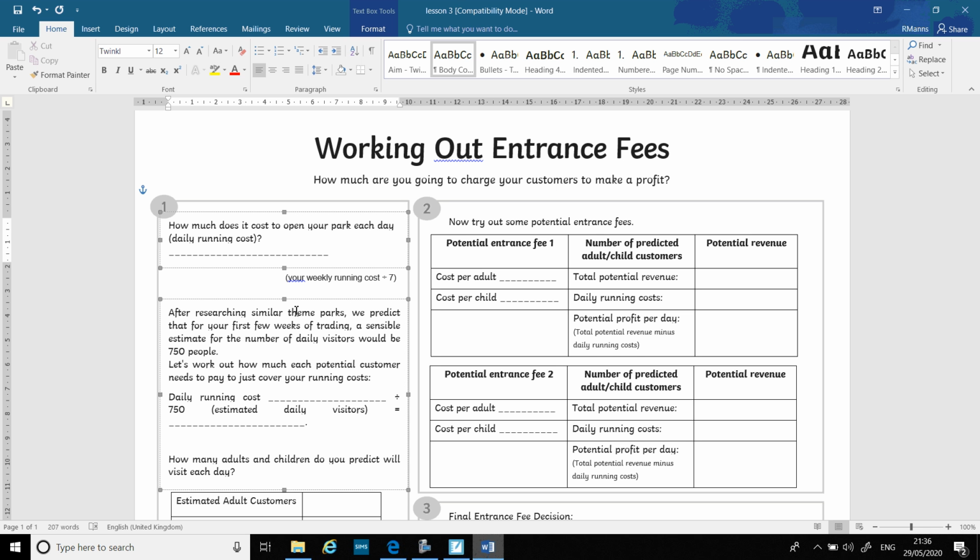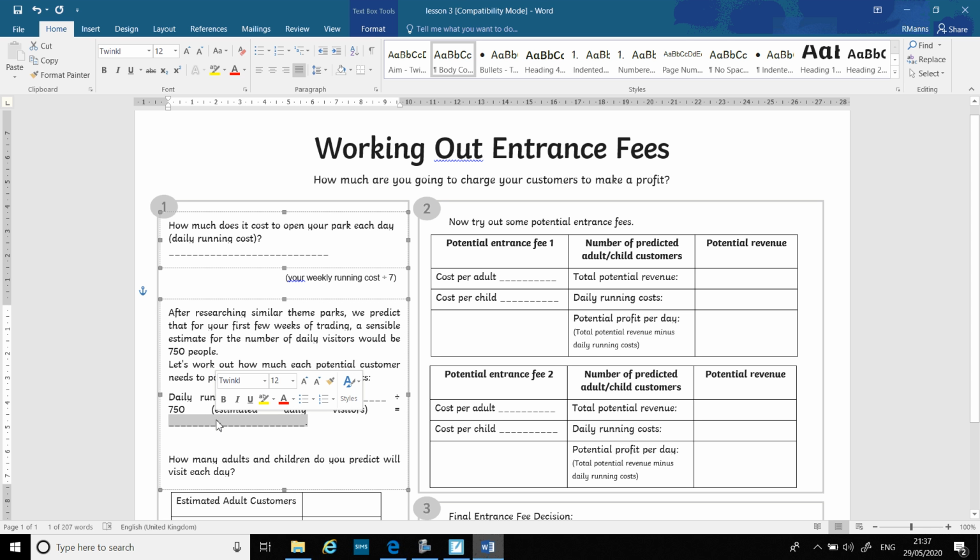So here, you've got your daily running cost, which is that figure there, and you need to divide that by 750. You can do that using your long division, or just put the multiples of 750 on the side and do short division, or you can get a calculator if you need to. I don't mind. But you work out your daily running cost, divide by 750, and that will give you an answer, and that would be how much you would need to charge people, if you had 750, so that you could get your daily running costs paid for.